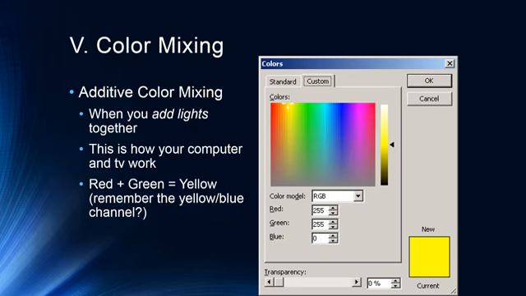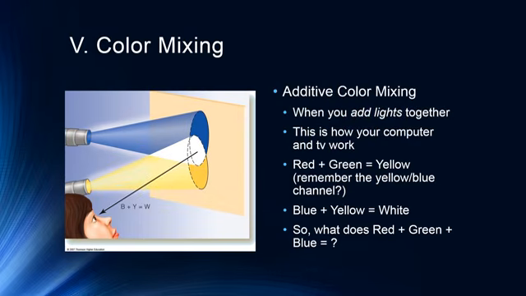So you can see here I've maxed out the red and the green and zeroed out the blue, and we end up with a yellow light. So red plus green becomes yellow. Remember, this is the yellow-blue channel. With no opponent process, no minusing out blue, we end up with yellow. So blue and yellow equals white. Red and green equals yellow.